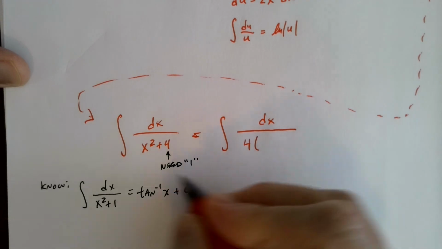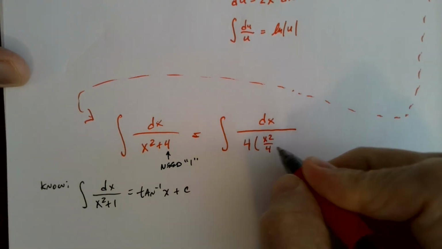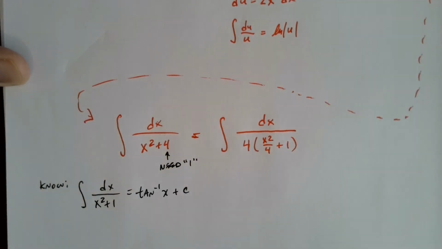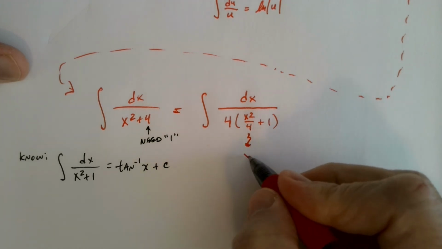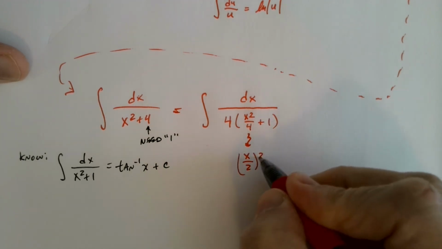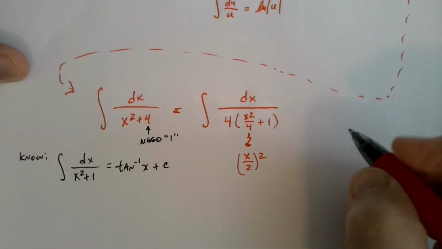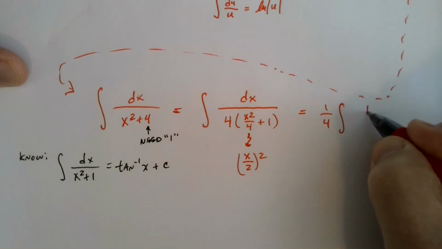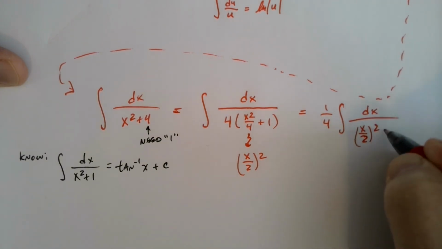And you say, well, how do you factor a 4 out of x squared? Well, I'm going to have x squared over 4 in the bottom. So if I distribute that 4 back through, I'm going to get x squared plus 4, right? Now I want you to note that this x squared over 4 is x over 2 all squared. This 1 over 4 can come out, and so I have 1/4 integral of dx over x over 2 squared plus 1.